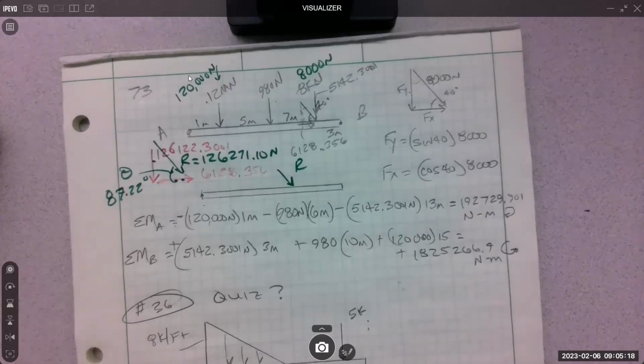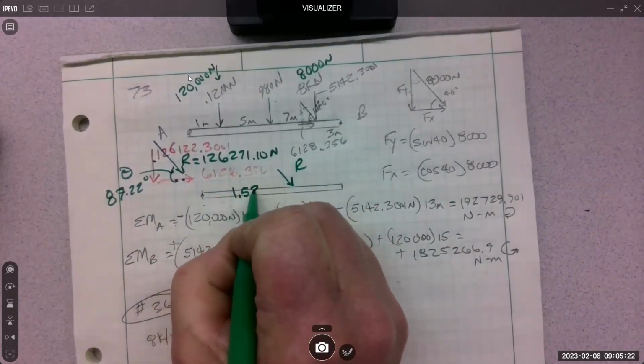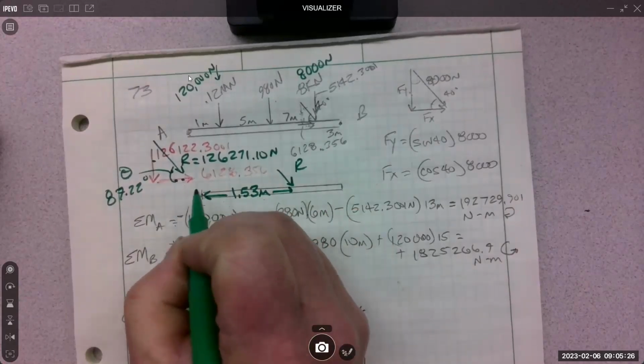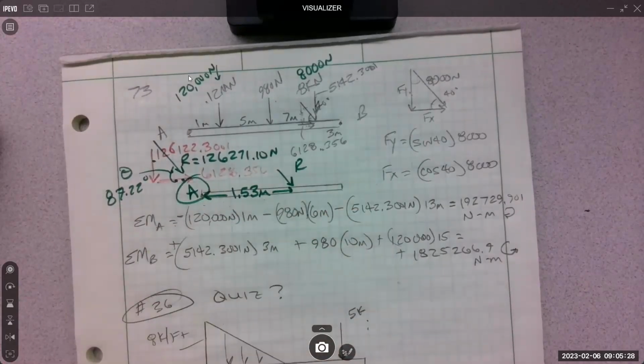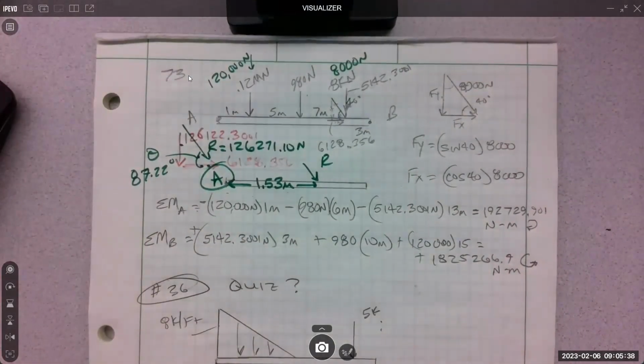1.53 from A, because I used moment A. That's what I got. I got 1.53.